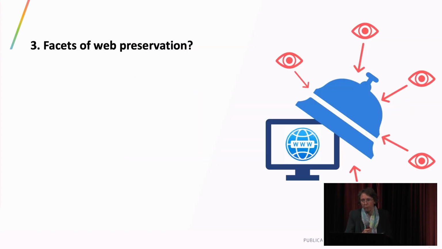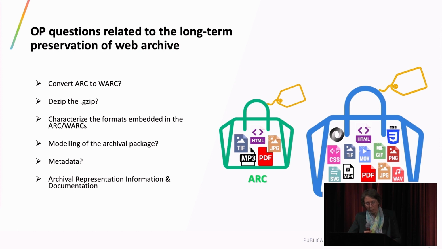So now the third chapter, about the various aspects of web preservation and the questions that we asked ourselves. The ARC and WARC files are specific digital objects, as it has been widely commented today. They are like bags that contain other formats. And this makes of them very specific digital objects, so we cannot treat them like all the others.